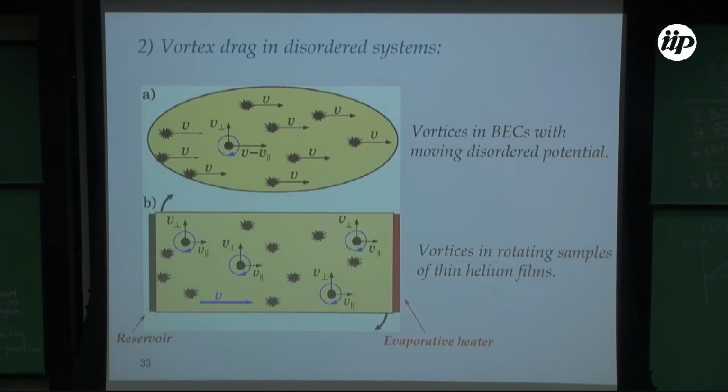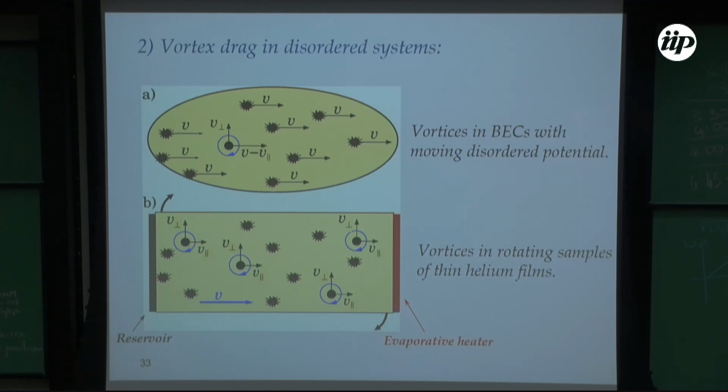Another example which we considered is the drag of vortices. There are two possibilities to try to make this experiment. Nobody did it yet. One is to take a condensate and, instead of moving the vortices themselves, take a disordered potential and move it through your condensate. People do it by moving a speckle pattern, which is generated by a laser, through the system, and you can get something which looks like a disordered potential that moves in the system.